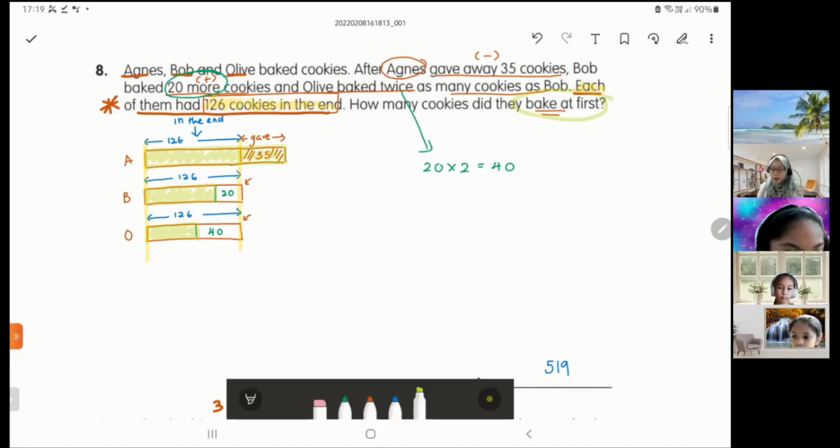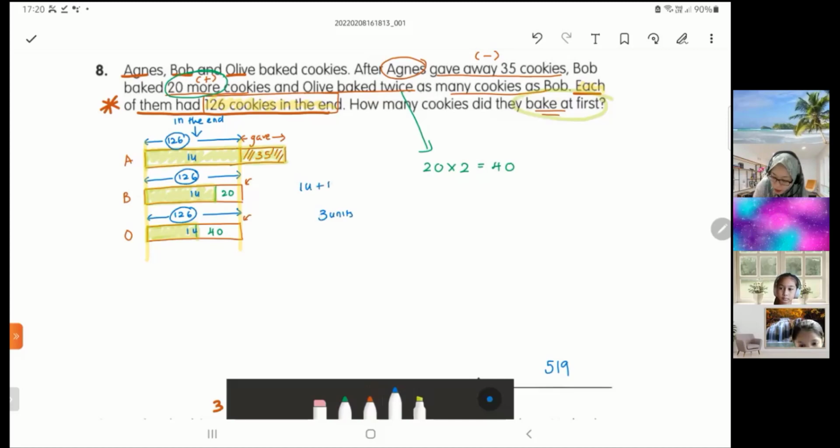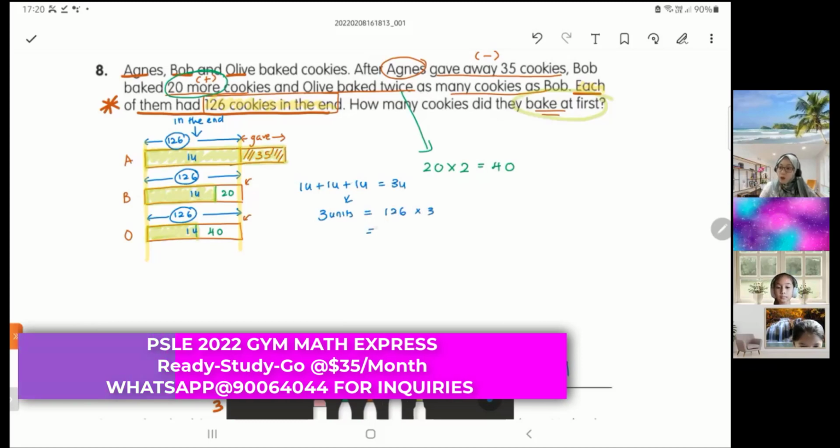How do I go about this question? Okay, so if you see there are 3 equal parts. The 3 equal parts is this 1 unit, this 1 unit, and this 1 unit. This whole 3 equal parts, 126, 126, and 126. They're all equal. So 3 units is actually 1 unit plus 1 unit plus 1 unit equals 3 units, right? The 3 units is actually 126 times 3 equals 378.